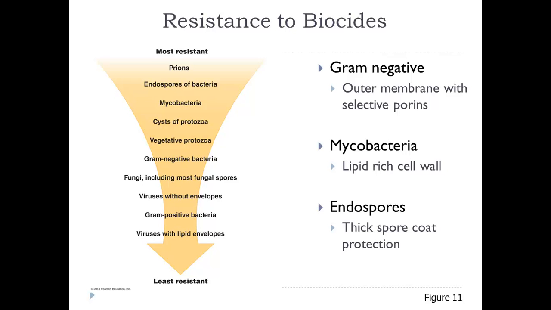Then you have your gram-negative bacteria that have that LPS and porin proteins. So remember the LPS, the lipopolysaccharide, and the outer membrane with those selective porins. And like we said before, it's real easy to kill gram-positive bacteria.